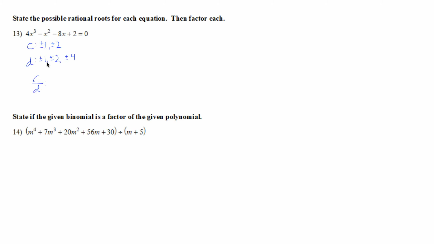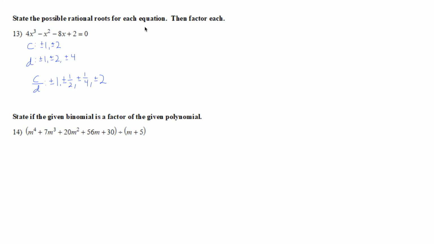We have 1 over 1, which is 1. 1 over 2, plus or minus 1/2. And 1 over 4, so we have plus or minus 1/4. Now come the 2 over each of our D values. 2 over 1, which is plus or minus 2. 2 over 2 is 1. We already have it, we don't have to write it again. 2 over 4 is 1/2. We already have it. So there's the first part. State the possible rational roots for each equation. We did that. Then factor each.